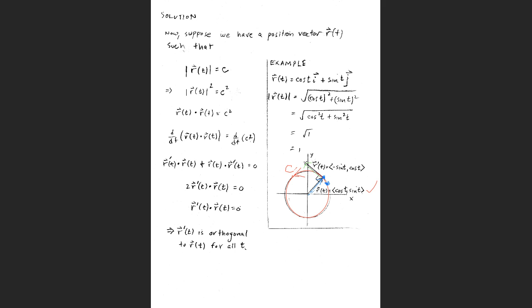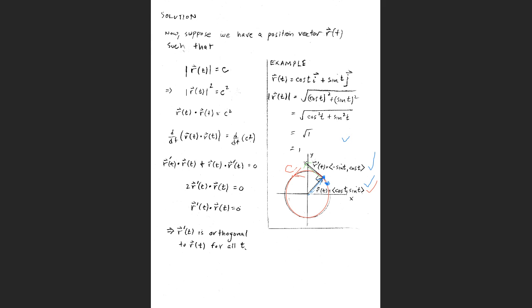Well, the derivative of the space curve is r prime of t, and if you take the dot product of r prime of t with r of t, you're always going to get 0. So for any value of t, those two vectors are orthogonal. That's an example of a space curve whose position vector has constant length.